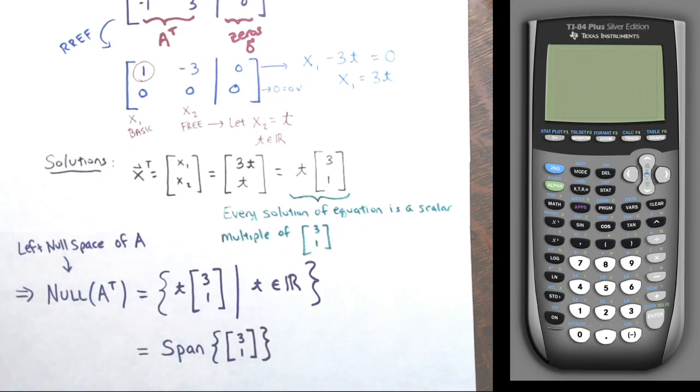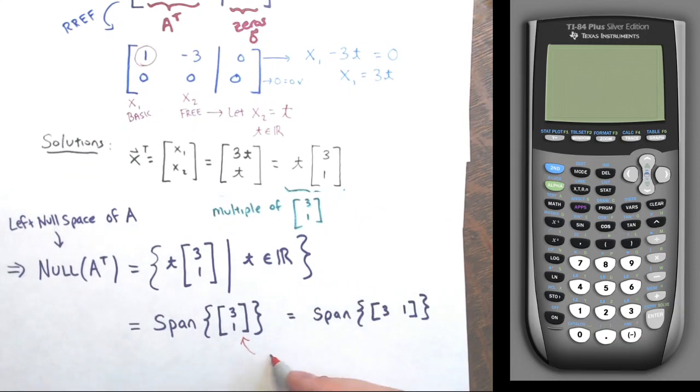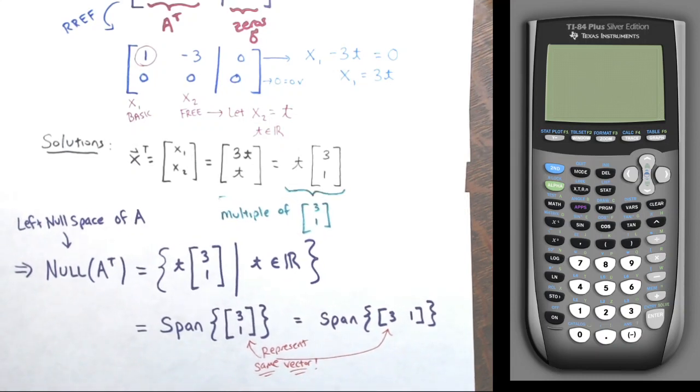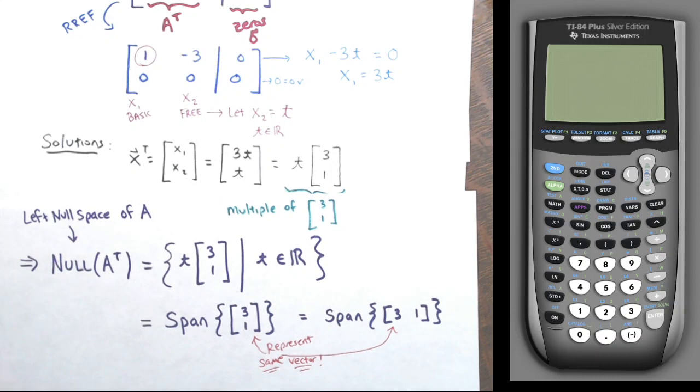Now you could also write this as a row vector. This means the same thing as the span of the set with the vector 3, 1 in it, because both of these represent the same vector. One's written as a column, one's written as a row, but they represent the same vector because they have the same components in the same order. They're both from R2, they both have 2 components. And this is actually a subspace of R2. I mentioned earlier that the span of a set of vectors is a vector space.